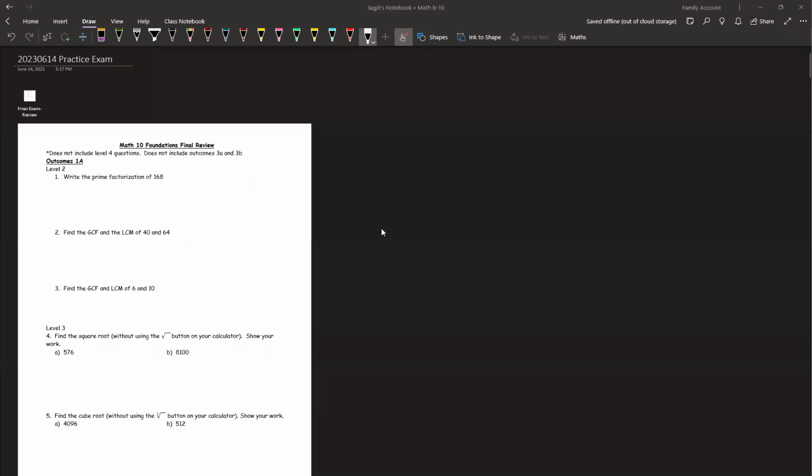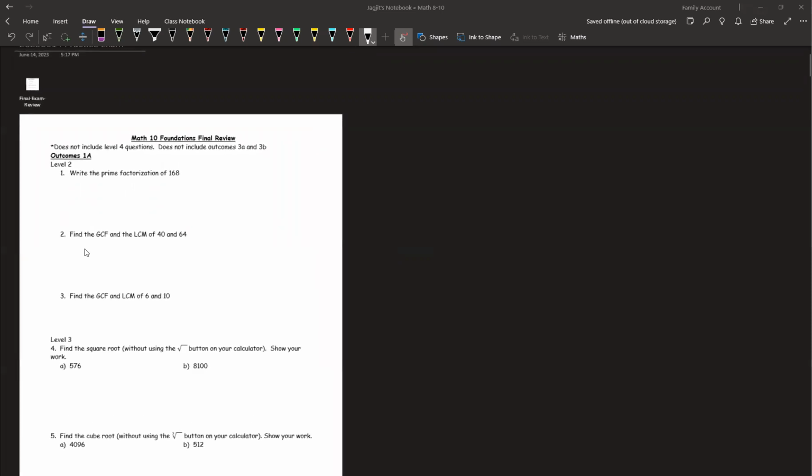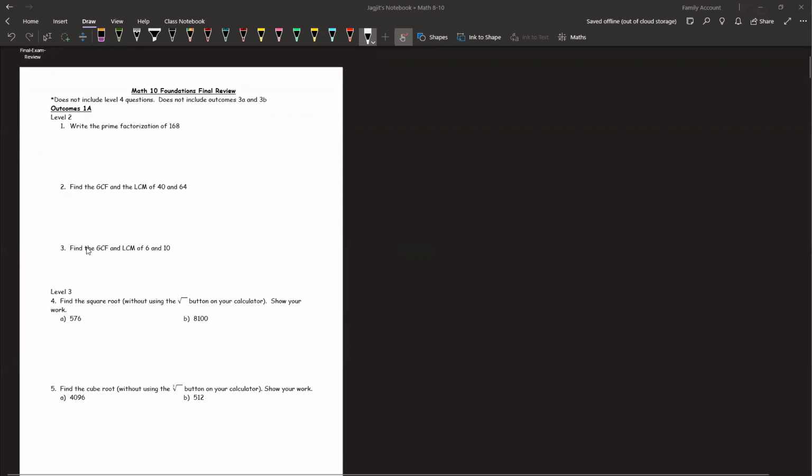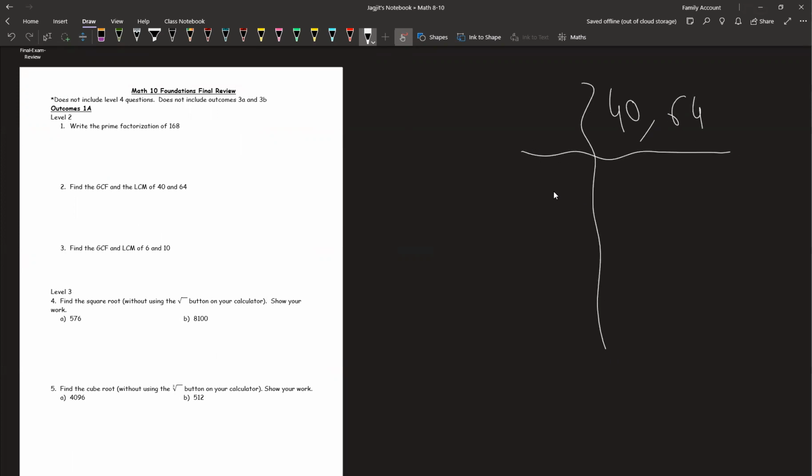All right, everybody, let's go over this final review. First up, they're asking us to find the GCF and LCM of 40 and 64. So we have 40 and 64. We'll first find the GCF, greatest common factor.